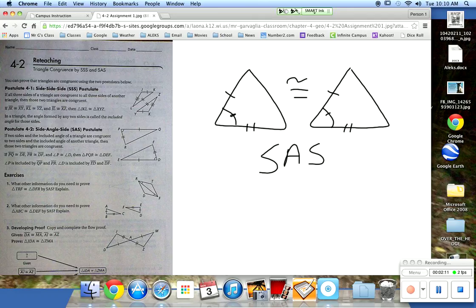Side, side, angle, there's no such thing. It doesn't work. And I can prove to you why it doesn't work. Here's what happens. If I have this side here and this side here, they're fixed distances, right? And I've got this angle between them, right? It's going to go out a fixed distance at the same degree.